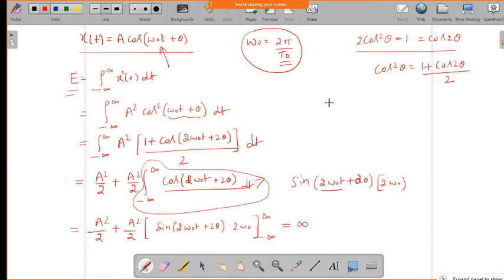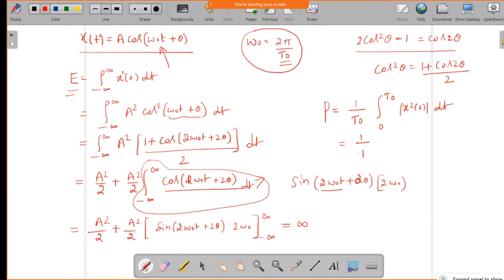Yesterday we discussed the power expression for a periodic signal, that is 1 by t naught, integral from 0 to t naught of x square of t dt. That expression we know. Now you substitute for x square of t in this expression. We have t naught, the same as t naught, because the period here is defined as the same t naught.